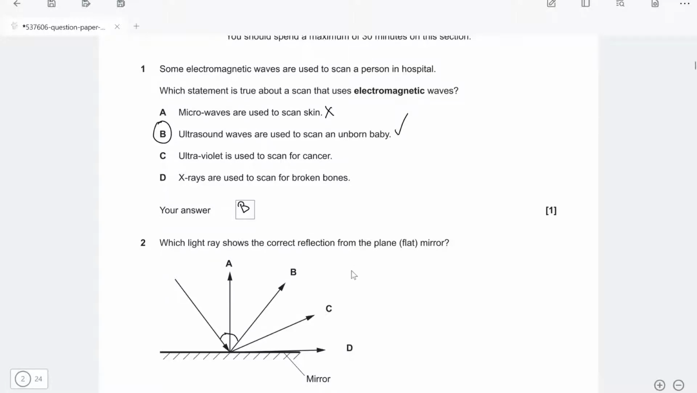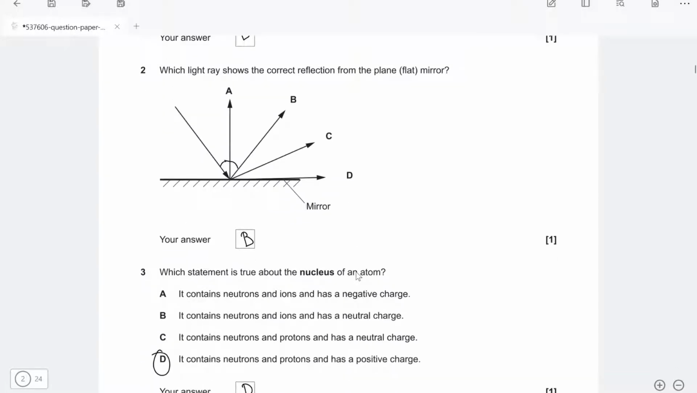So question 2. Which light ray shows the correct reflection from the plane flat mirror? So remember, the law of reflection says that the angle of incidence is equal to the angle of reflection. The angle of incidence is just this angle over here, and the angle of reflection is this angle over here. So therefore the correct answer will be B.